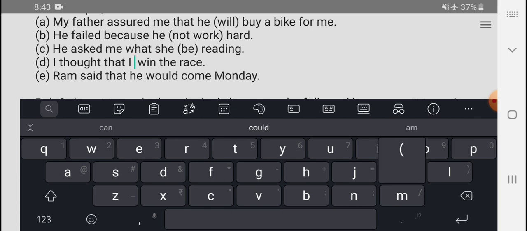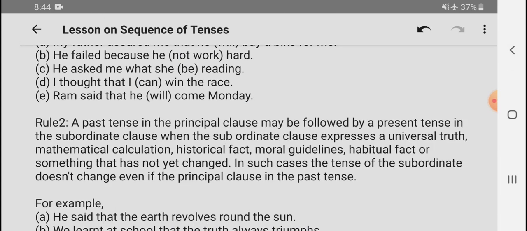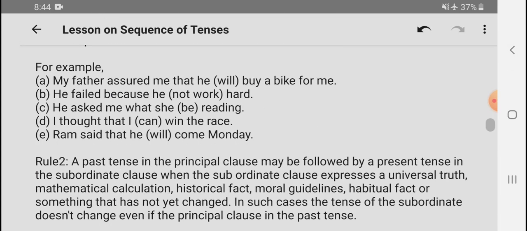And D will also be given like this. Can will be in the brackets, and when you see the sentence, you see the first clause is in past tense, so you will put the other clause in past tense as well. And in this one, would will be given as will in the exam. That's how the sentences will look in the exam, and you know the answers already.